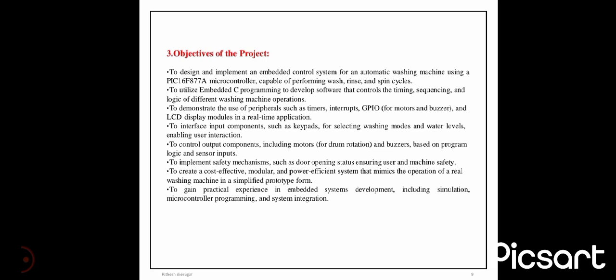Now let's come to our project, washing machine. Objectives of the project: to design and implement an embedded control system for an automatic washing machine using PIC16F877A microcontroller capable of performing wash, rinse and spin cycles. To utilize embedded C programming to develop software that controls the timing, sequence and logic of different washing machine operations. To demonstrate the use of peripherals such as timers, interrupts, GPIO and LCD display modules in a real-time application.